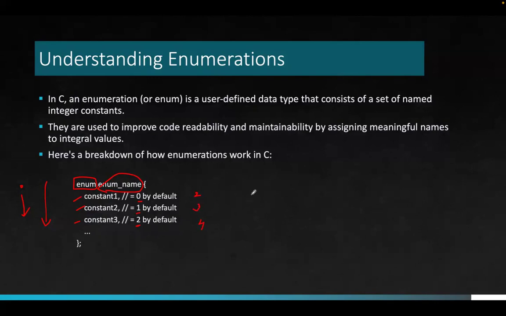This is one way of doing it, or else you just assign const 1 equal to 3, and for the rest you don't need to assign anything. Automatically the compiler increments and assigns one after the other. So it assigns 3, 4, 5: const 2 is equal to 4, const 3 is equal to 5. This is the beauty of enums.